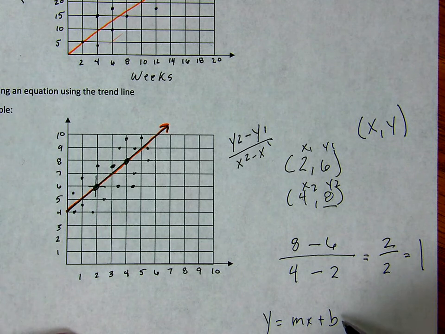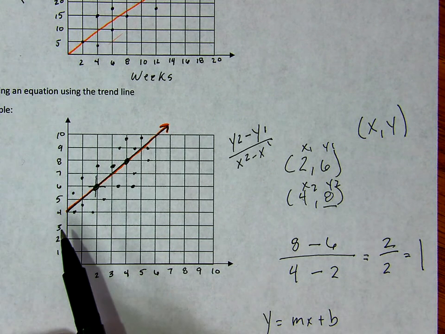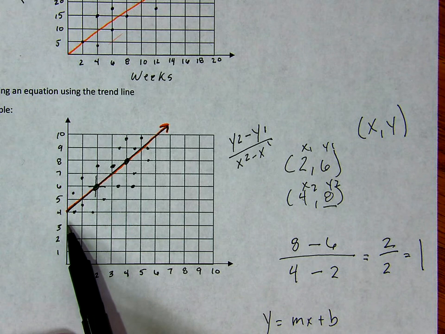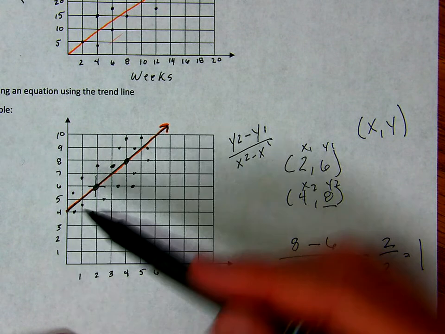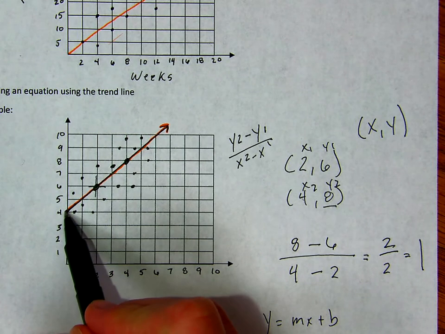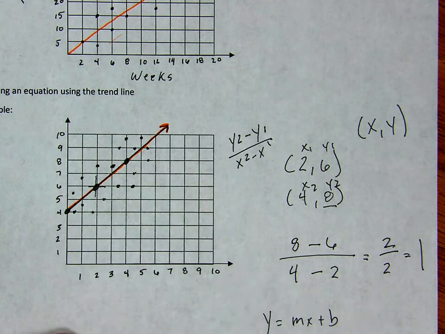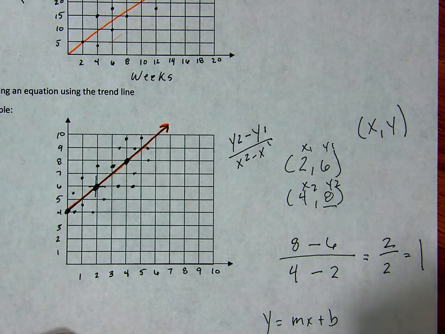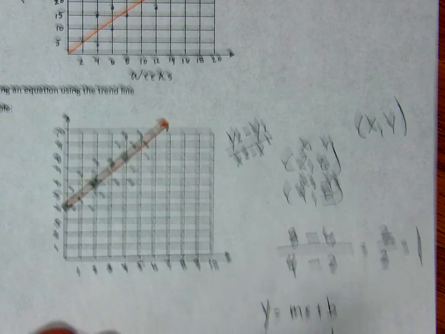All right, so b stands for our y-intercept. So I'm going to find as close as I can to where that trend line hits my y-axis. The y-axis, remember, is the vertical axis. So our trend line hits our y-axis at about 4. So I'm going to put my y-intercept at 4. So my new equation is y equals x plus 4. Because our slope was 1, we don't have to put that 1 there. Our understood coefficient is 1 already.